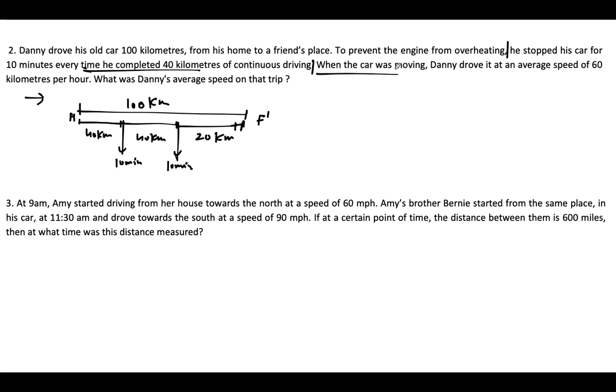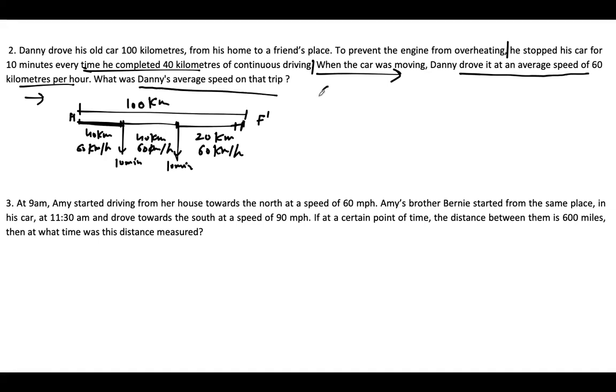Now, when the car was moving, Danny drove it at an average speed of 60 kilometers per hour. That means in this stretch Danny is traveling at a speed of 60. Here also, Danny is traveling at a speed of 60. Here also, 60. And what is the question saying? What is Danny's average speed on that trip?